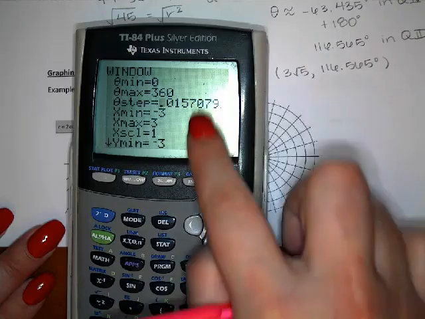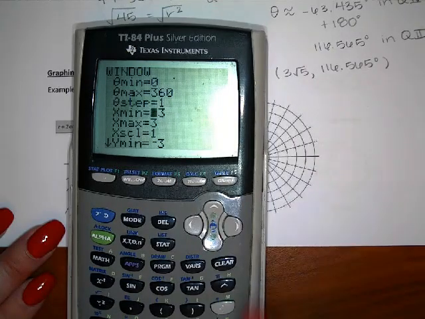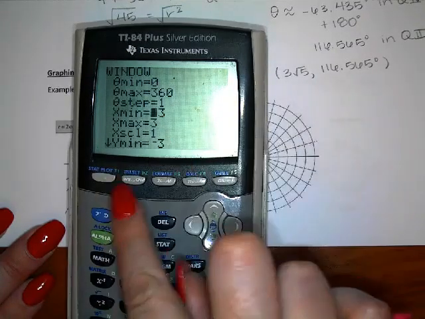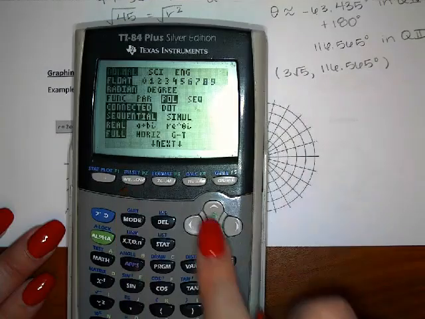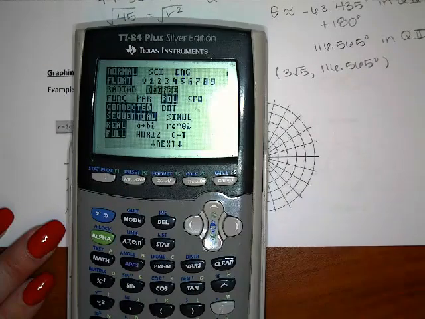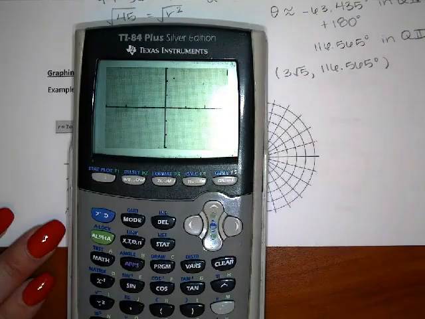I'm going to hit the mode button, and I'm going to put this into degrees. And then I'm going to graph. So it's giving me the exact same graph. It's just doing it in terms of degrees now instead of radians.